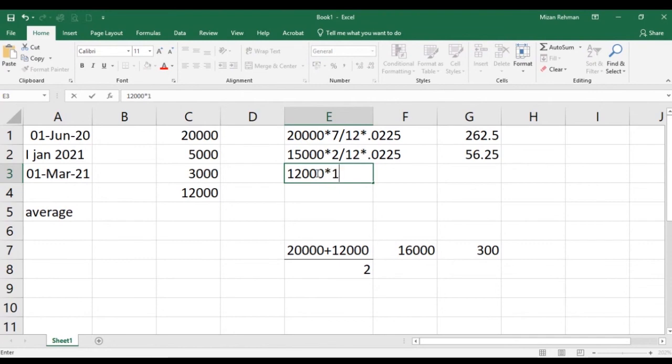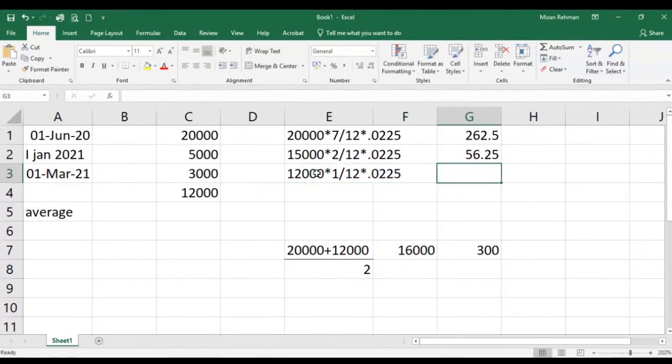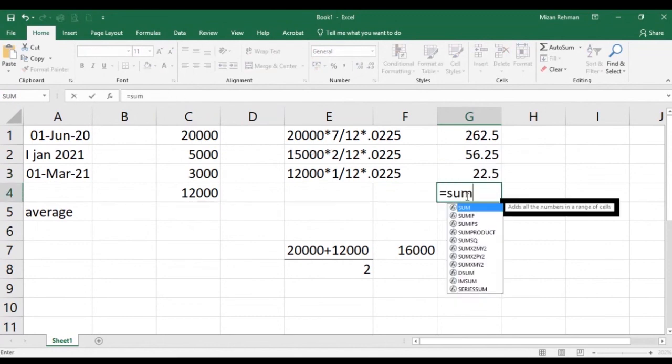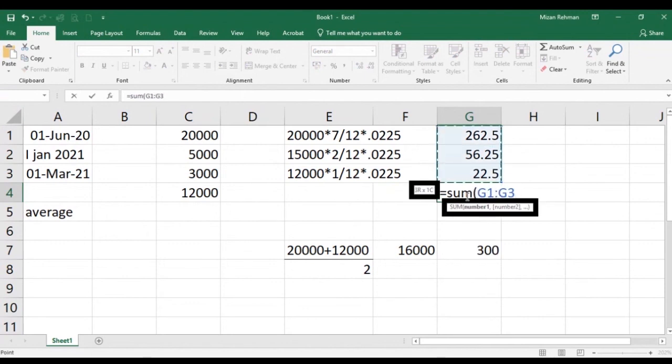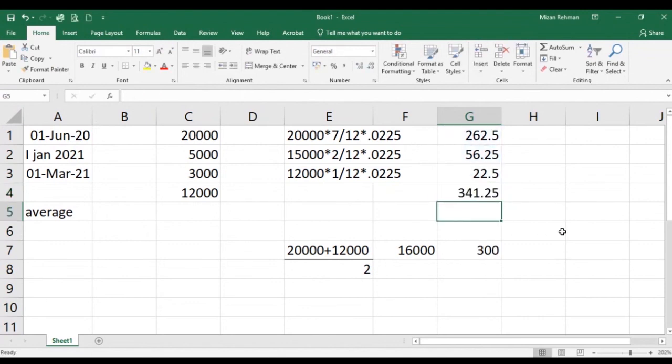So 12,000 times 1 by 12, because that's March, only 1 month to go, times 0.0225, doing the same thing. Copy first, equal sign, and now we add these three up, and the benefit is £341.25.